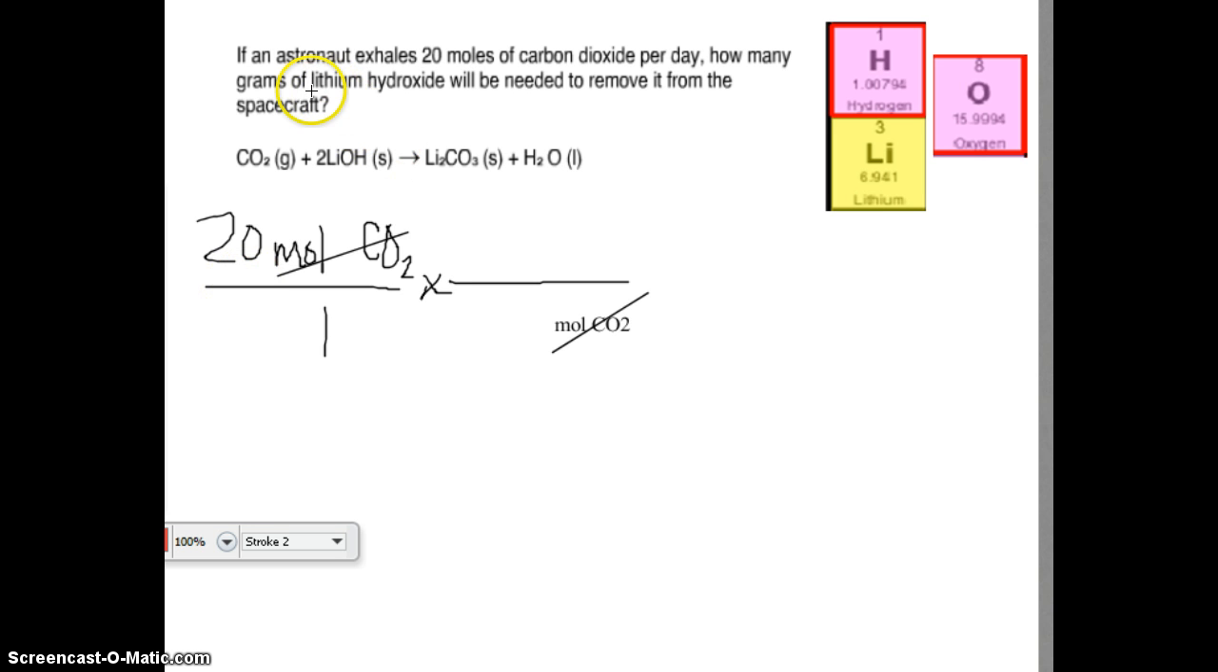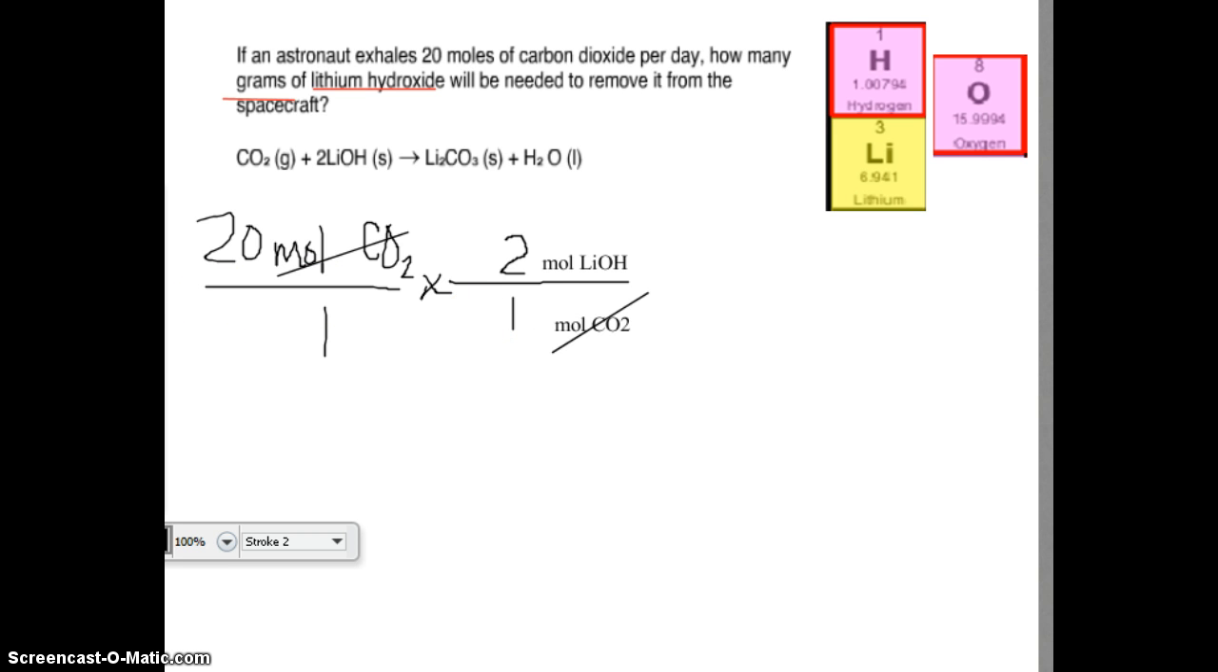All right, so what do we want to change into? We want to end up with grams of lithium hydroxide. So we have moles of carbon dioxide and we want to go to lithium hydroxide. What's our magic conversion? Well, it's moles and it is lithium hydroxide. And so now we look and we say, okay, what numbers am I going to put in here? What number goes on the top? It's going to be a 2. What number goes on the bottom? It's going to be a 1.